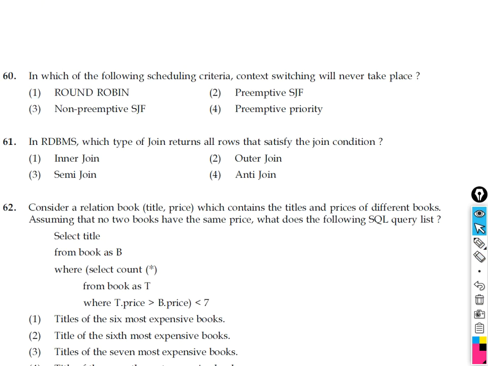See the last question: in operating systems, in which of the following scheduling criteria will context switching never take place? What is context switching? Stopping the currently running process and allocating another process is called context switching. So context switching is done in preemptive scheduling. Round robin is by default preemptive scheduling, and they have given 2 preemptive schedulings. So the only non-preemptive scheduling they have given is non-preemptive SJF. So the answer will be non-preemptive SJF.